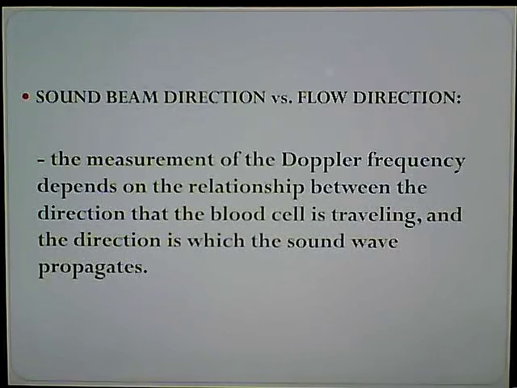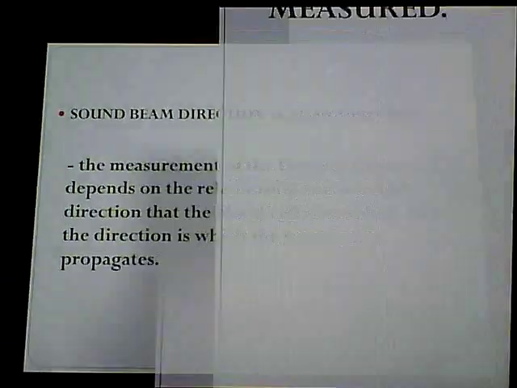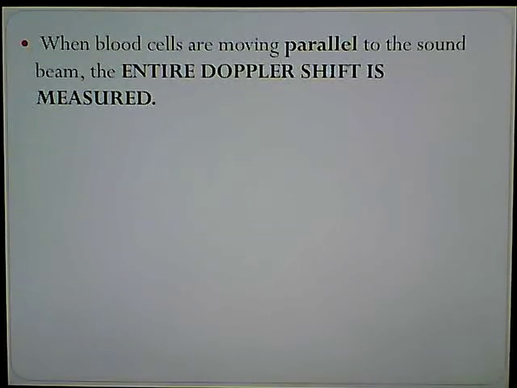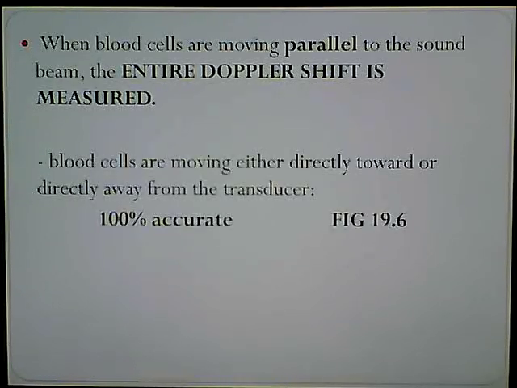The measurement of the Doppler frequency depends on the relationship between the direction that the blood cell is traveling and the direction in which the sound wave propagates. When blood cells are moving parallel to the sound beam, the entire Doppler shift is measured. Blood cells are moving either directly towards or directly away from the transducer.